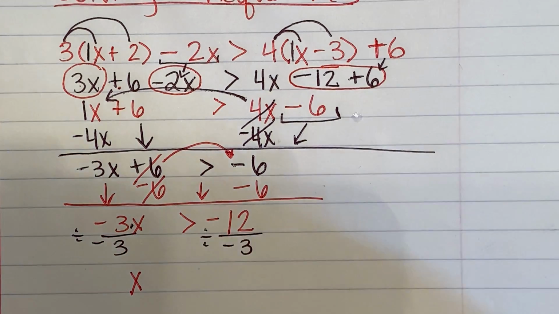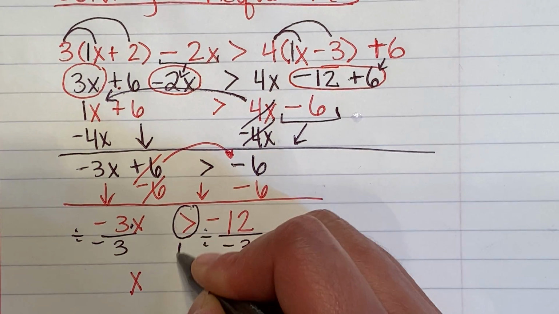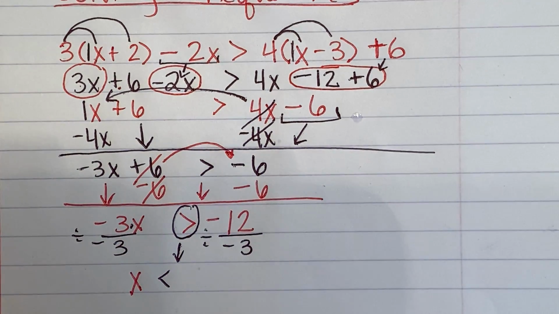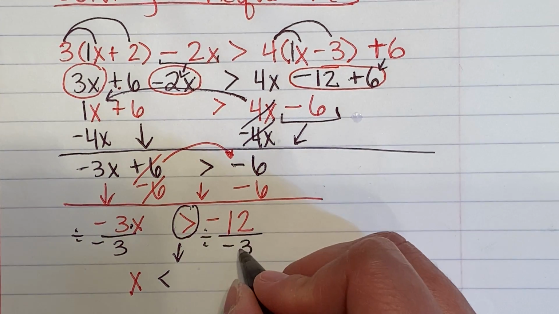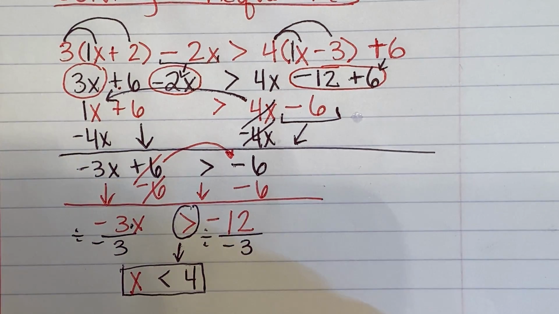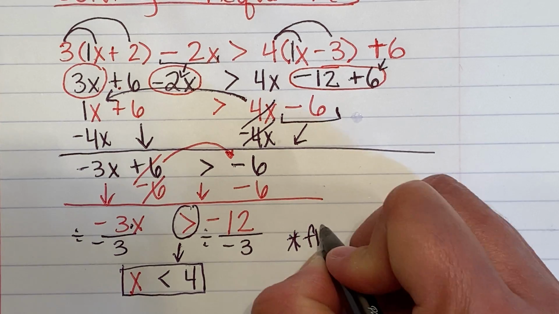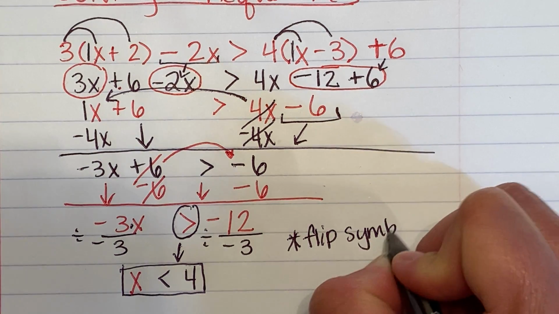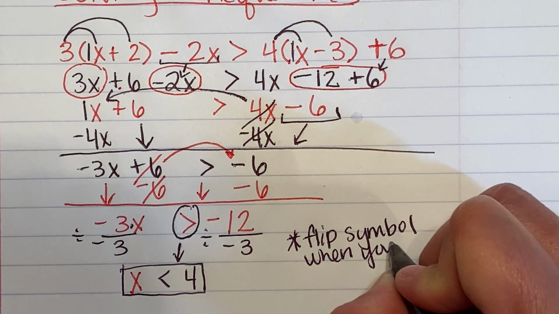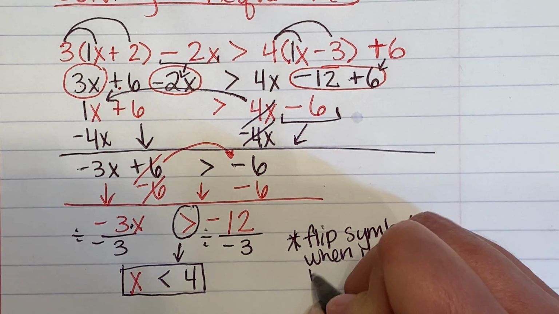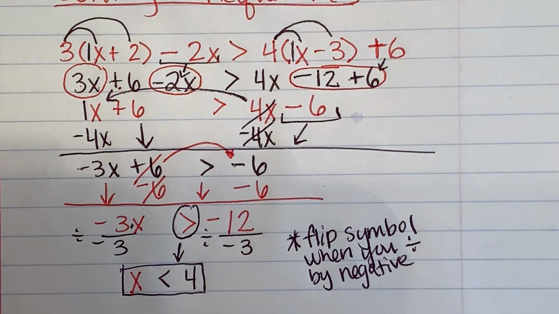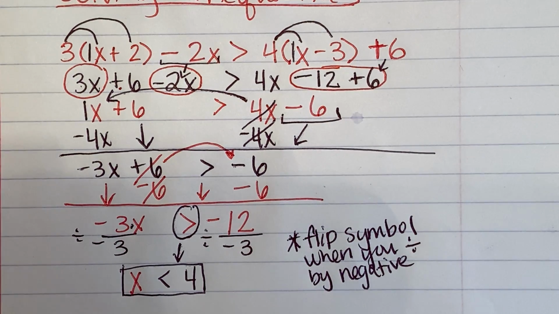But this is where our symbol changes from a greater than to a less than, because we divided by a negative. So negative 12 divided by negative 3 is a positive 4. This is going to be my final answer. You must flip your symbol when you divide by a negative. Always remember that. It's very important when you're dealing with inequalities to flip that symbol when you divide by a negative.